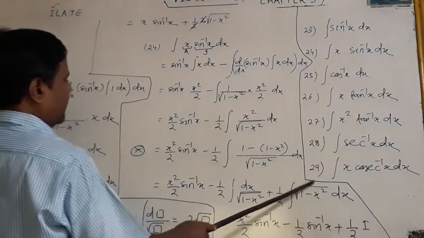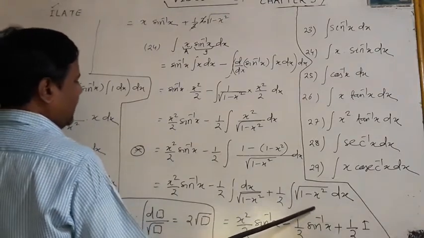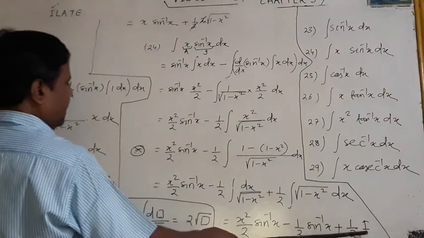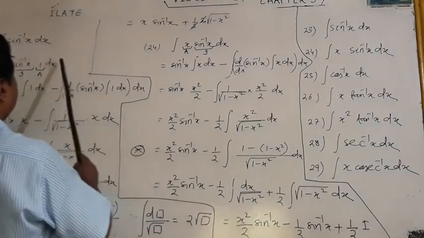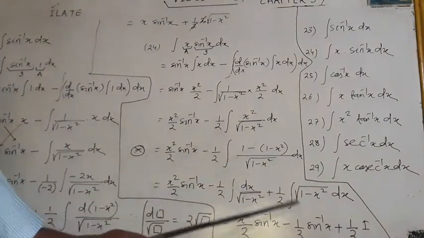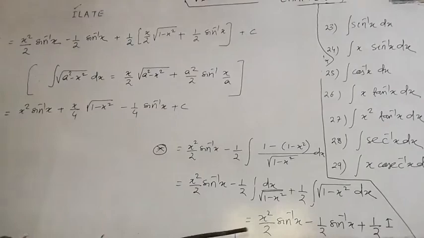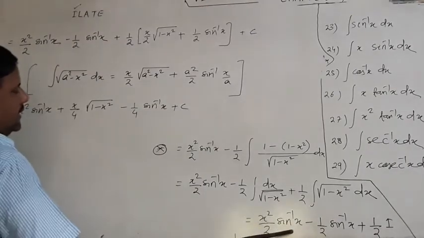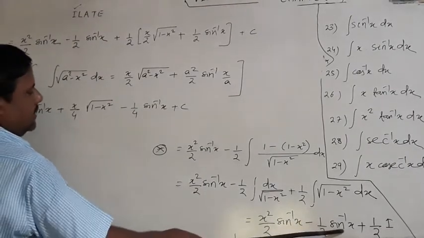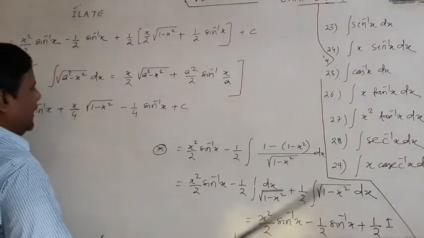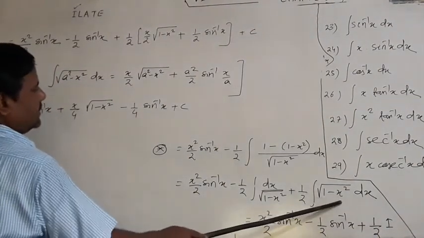So I am taking this as I. What is I? Integral of 1 minus x square root over dx. This part I am taking as I, and I will give one formula for I. Then it will continue. Okay. Now after this step, x square by 2 sin inverse x minus 1 by 2 sin inverse x plus 1 by 2 I. What is I? I is 1 minus x square root over.